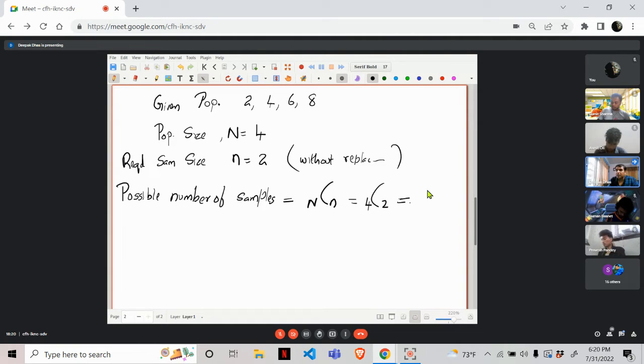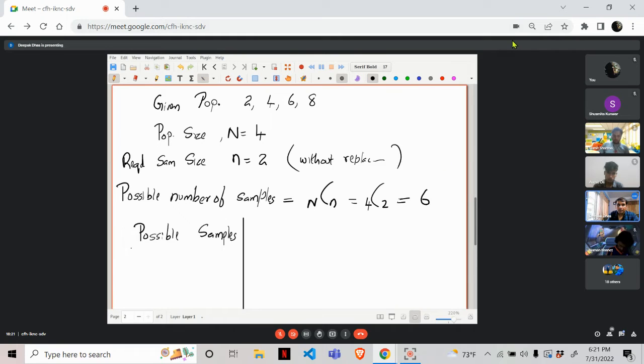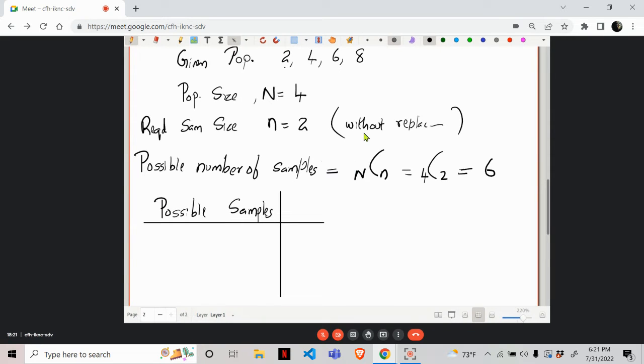Can you take the calculator and tell me? How many different samples can we take? 6. Yes, 6. Okay, now please write like this: possible samples. How many possible samples are you expecting? Come on, answer please. 6. So let's do it systematically.